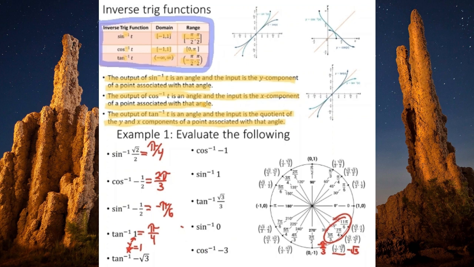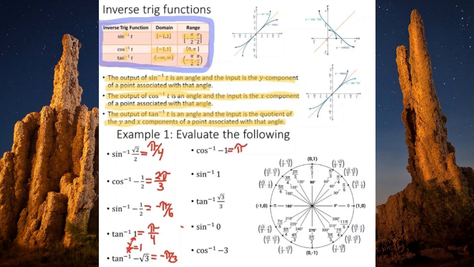So tangent inverse of negative root 3 is equal to negative pi over 3. Next, we'll evaluate cosine inverse of negative 1, which means I'm trying to find a point whose x-coordinate is negative 1. Looking at the unit circle, I see pi is associated with the point (-1, 0). So cosine inverse of negative 1 will be equal to pi.